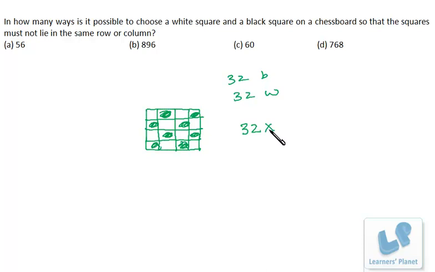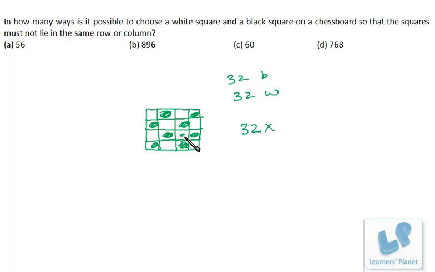Now we have to choose the black one, but that should not lie in the same row as the white one or the same column as the white one, right? Now suppose we are choosing this white one. So it should not be in this line and in this line, okay? So in this line, there are in all 4 black, and these 4 black we don't have to take into consideration, and similarly in this line there are 4 blacks that we don't have to consider. So in all, we don't have to consider the 8 blacks which are lying in the same row or column as this white square, right?